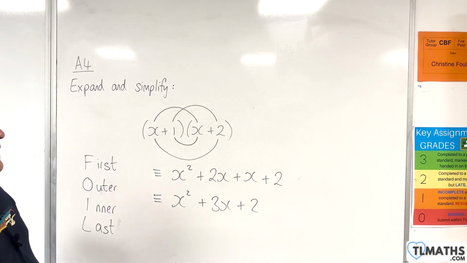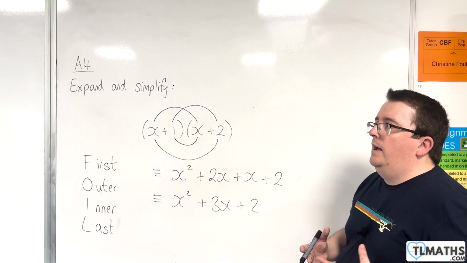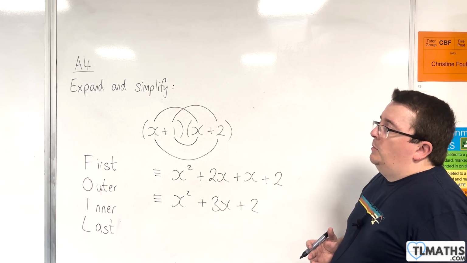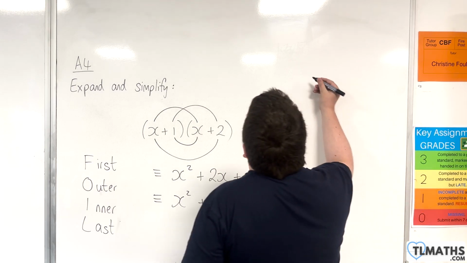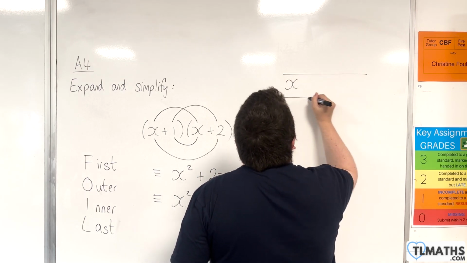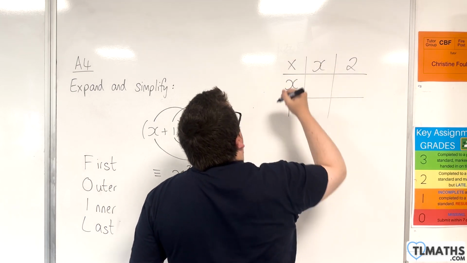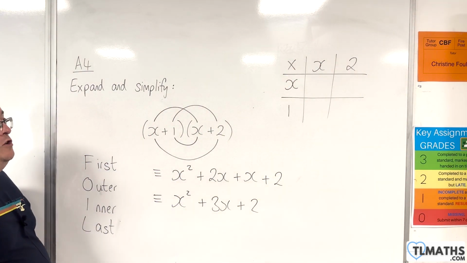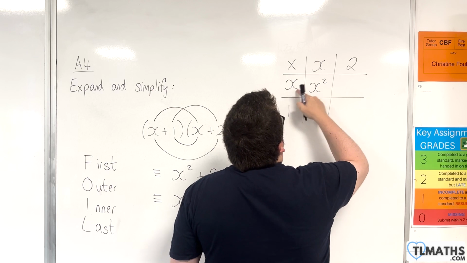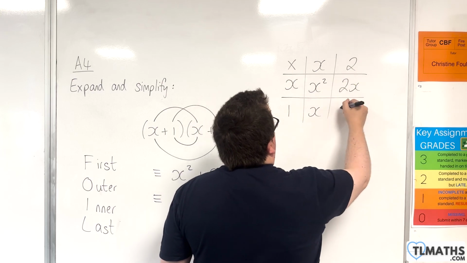So your alternative is using a grid. Now, if you used a grid for the multiplication of single brackets, then you may find that using a grid for double brackets will also be useful. So x plus 1 times x plus 2, the way that you would set that out is x plus 1 down one side, and then x plus 2 along the top. And this forces you to make sure that you're multiplying everything by everything else. So x times x gets you the x squared, x times 2 is 2x, x times 1 is 1x, and then 1 times 2 makes the 2.